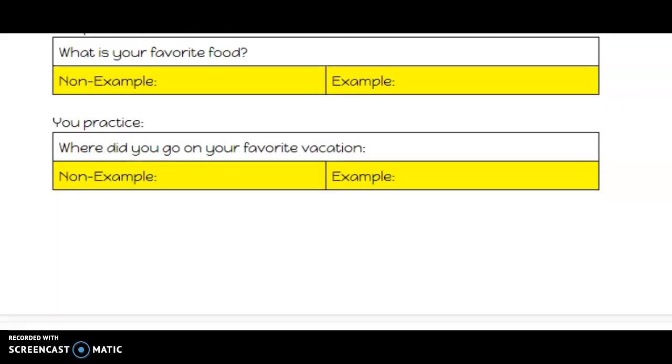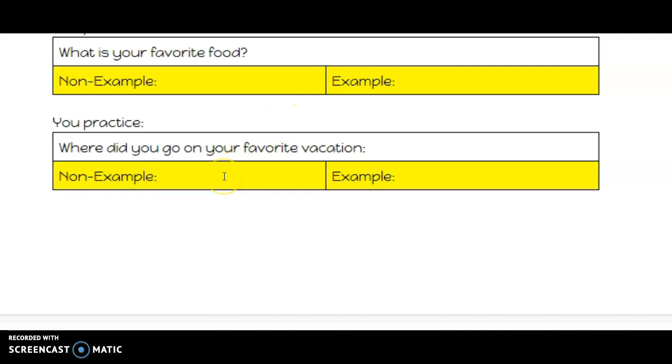So I'm going to ask you to practice answering these questions using part of the question in your answer. You're going to answer the question, what is your favorite food? You're going to give me the non-example. So if I was answering this, I would just simply put the word pizza. And then you're going to add the example, including part of the question in your answer.